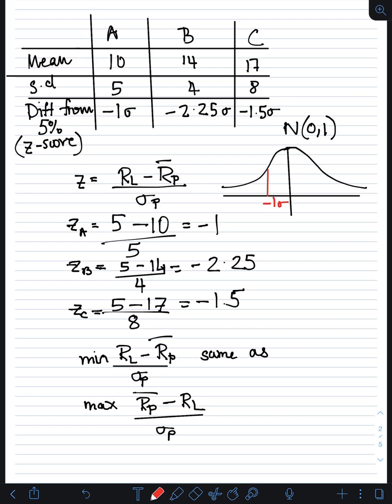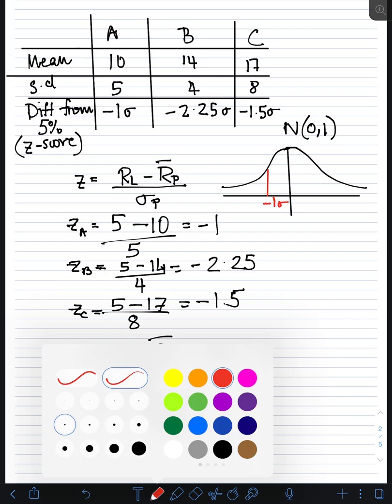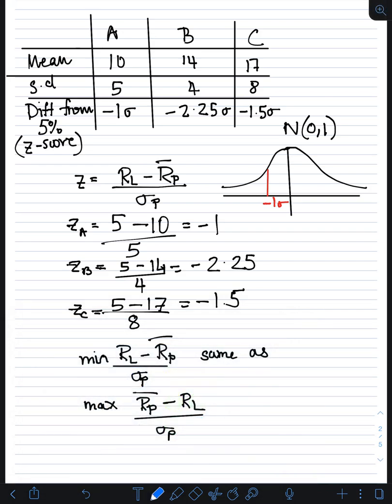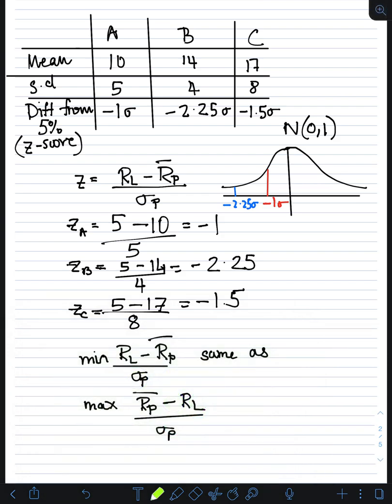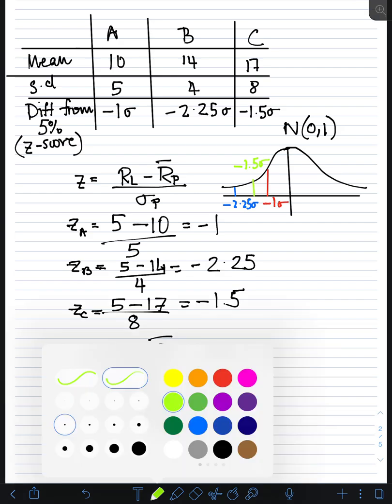For B, let's put another color just so you see that. For B, we're at minus 2.25, let's say it's somewhere over here. Minus 2.25 sigma. And let's choose a third color for C. For C, let's say we're somewhere over here, and that's minus 1.5 sigma. Sorry, that color choice was definitely not a great one.